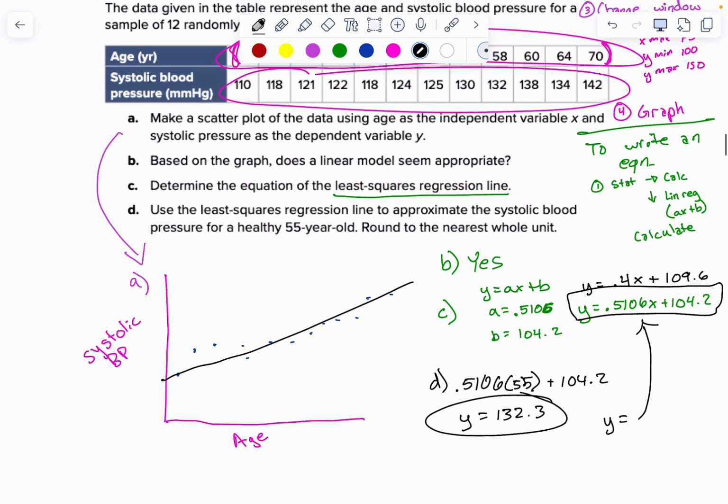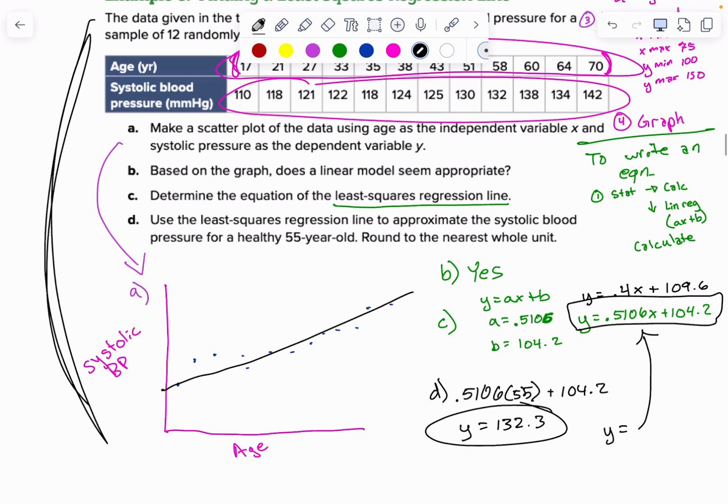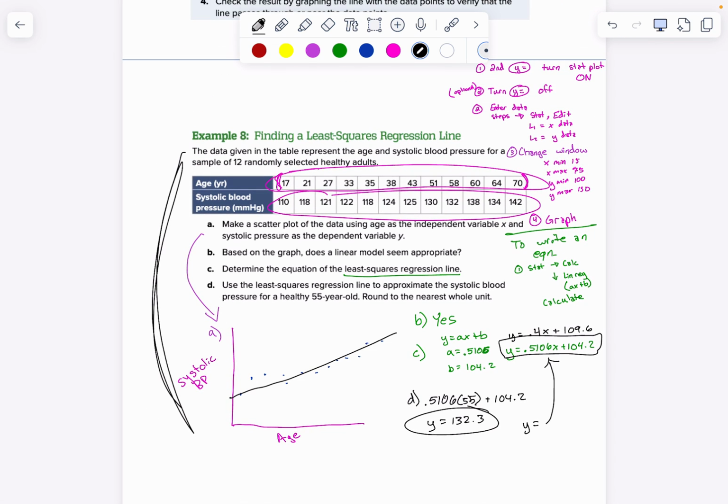This is what your last question on your homework is like, I think. If you can't figure out how to do that, I will help you tomorrow. All right, there you go.